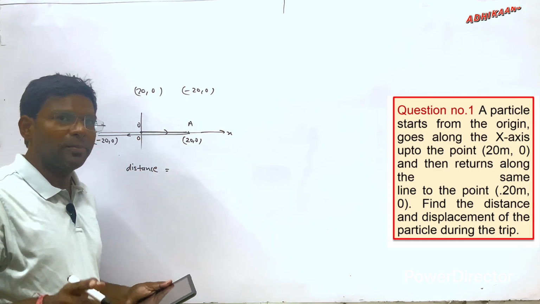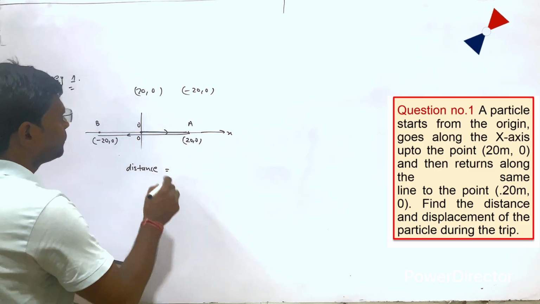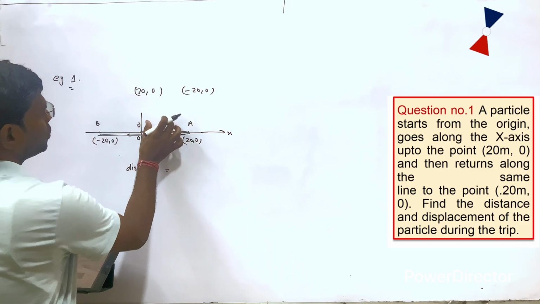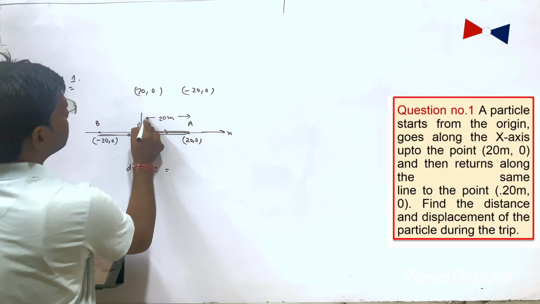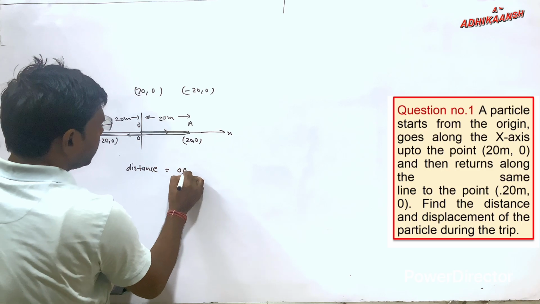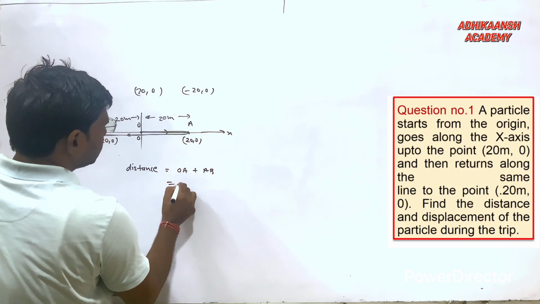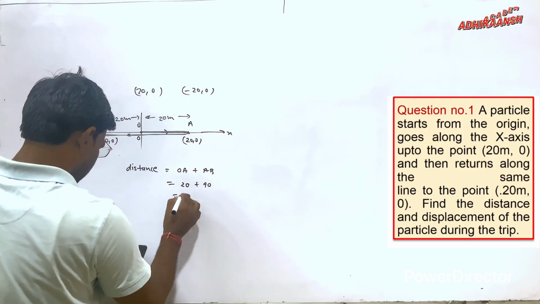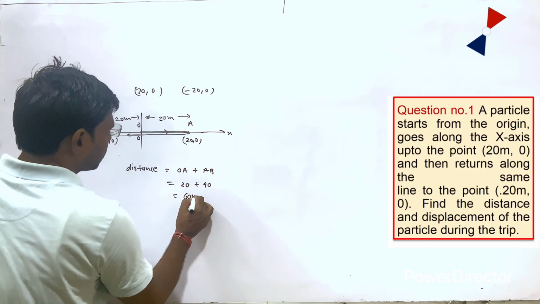Distance is nothing but the path length covered during the motion, and the path length is OA plus AB. So this is 20 meter and this is also 20 meter. So the distance is OA plus AB, which is equal to 20 plus 40. The distance covered is 60 meter, right?